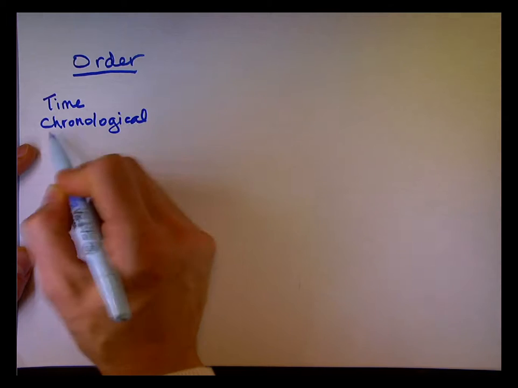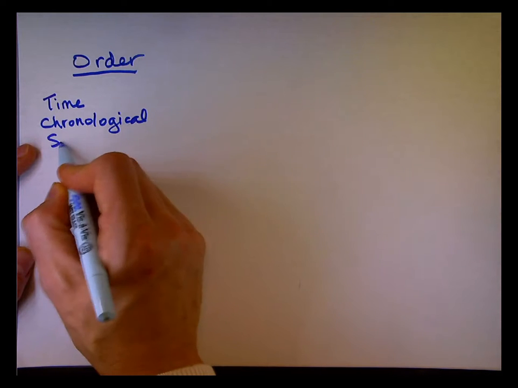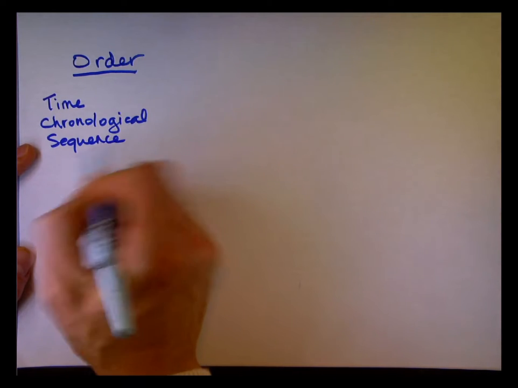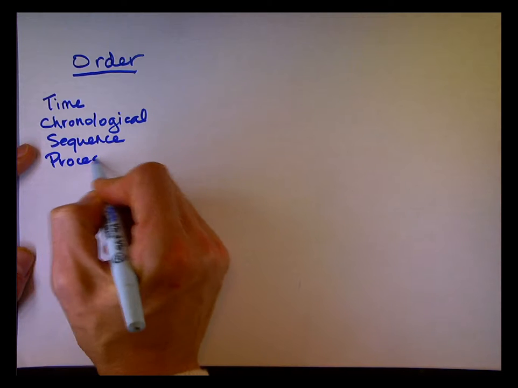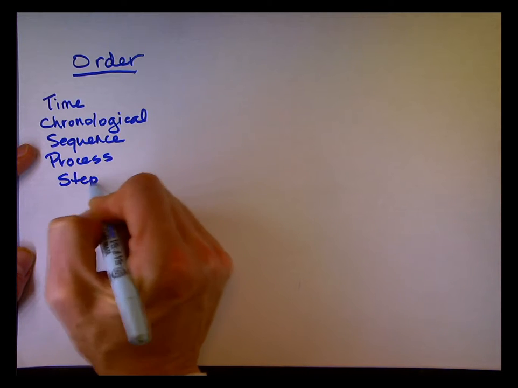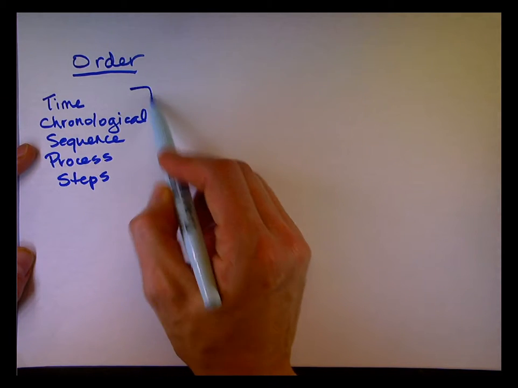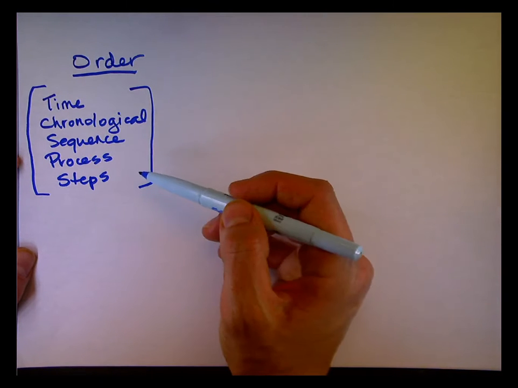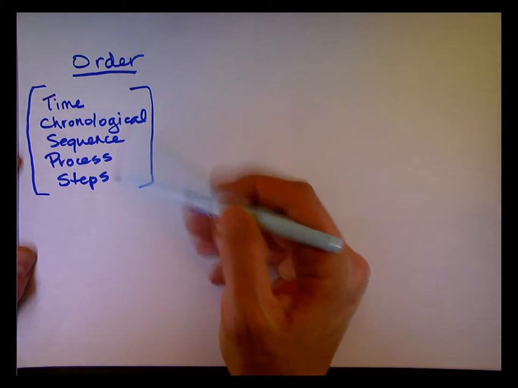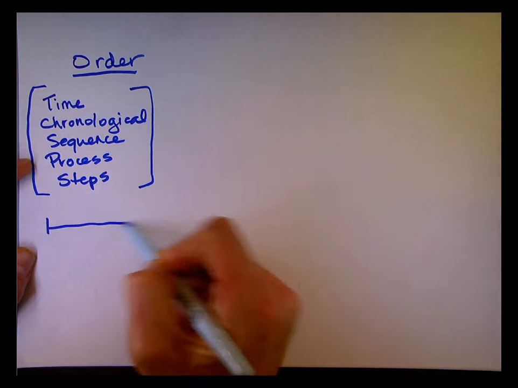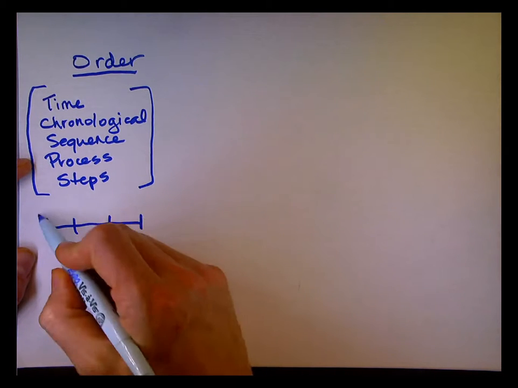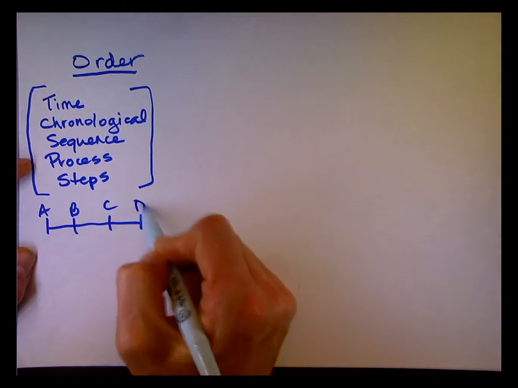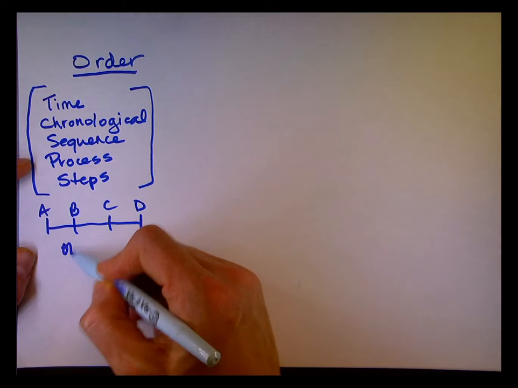You could not pick between these two. They are the same thing, as is sequence, process, and steps. So all of these are the same pattern or relationship. Like I said, there would be no way that you could pick between them because they're all dealing with things happening on a timeline.